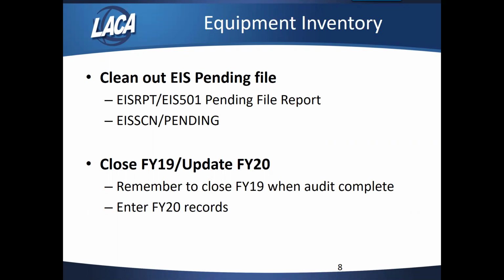And if there are any items in there that you know you are not going to add to inventory, go ahead and delete them from the pending file and get that pending list as short as possible. And then if you have not already closed FY19 in EIS, we want to just remind you to do that. Most of your audits should be complete by now. So you want to get that closed so that you can start entering your FY20 information.